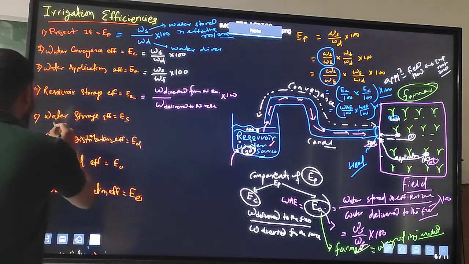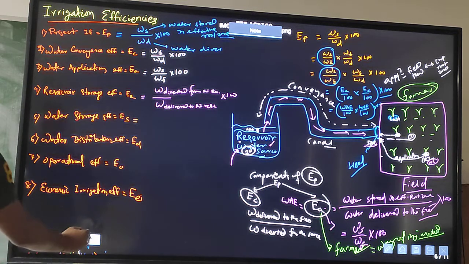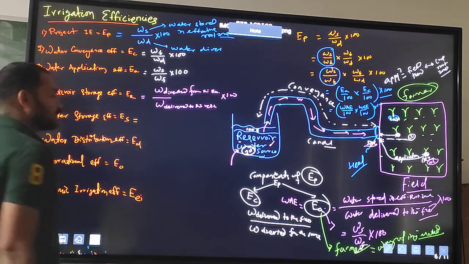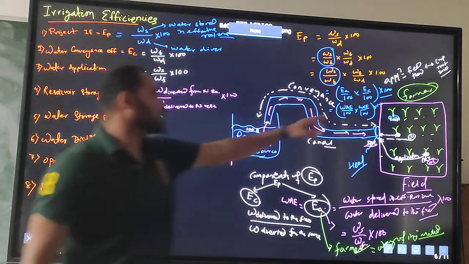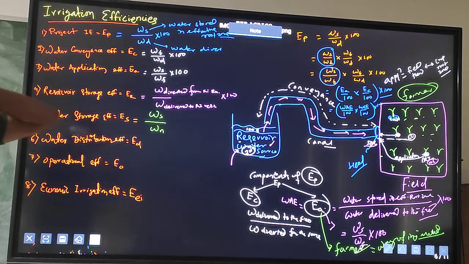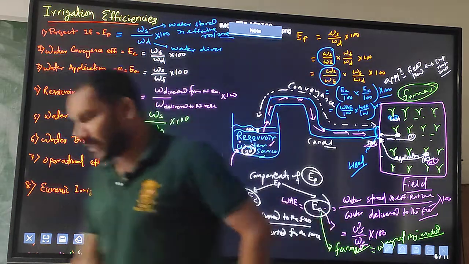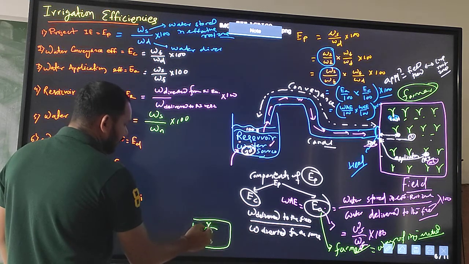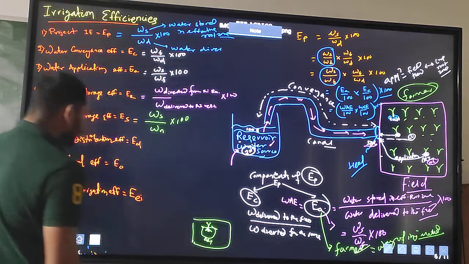So the next one is water storage efficiency. This is most important, you just remember. What do we mean by water storage efficiency? Here you can write, water storage efficiency means water stored in the root zone divided by water needed to complete the depleted amount of water, into 100. So here you can see, let us say this is a field, a crop is there, this is soil, and this is the root. This will be the effective root zone. Yes or no?